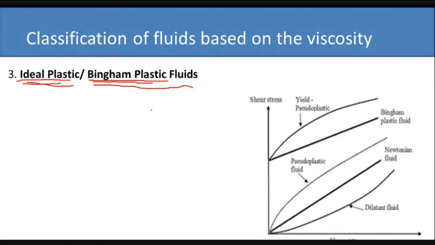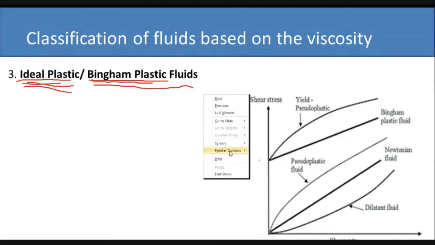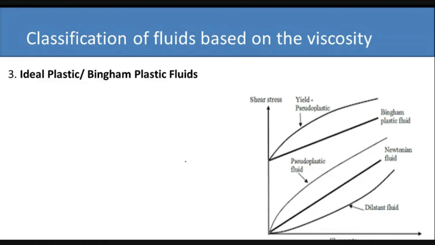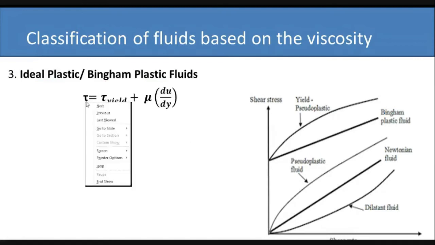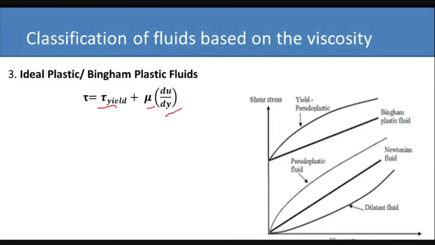Okay, so again, in this type there are two cases: whether they follow Newton's law of viscosity or they do not follow Newton's law of viscosity. The type of fluid which seems to be semi-solid, but on application of shear stress starts to flow and follows Newton's law of viscosity, is called an ideal plastic fluid or Bingham plastic fluid. So for them, Newton's law of viscosity is modified to tau equals tau yield plus mu du by dy.